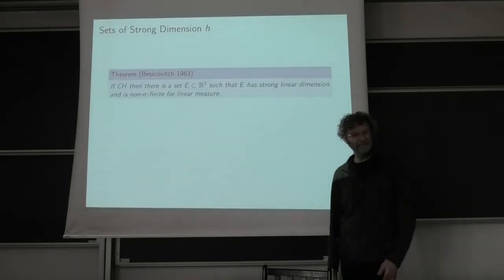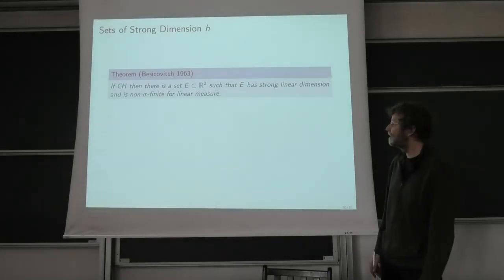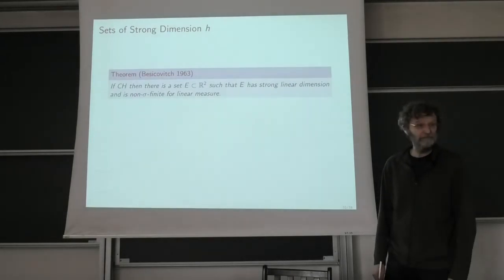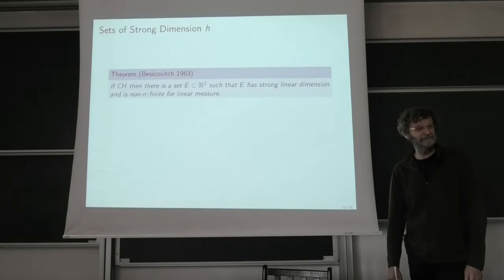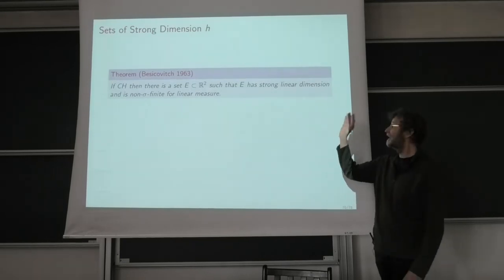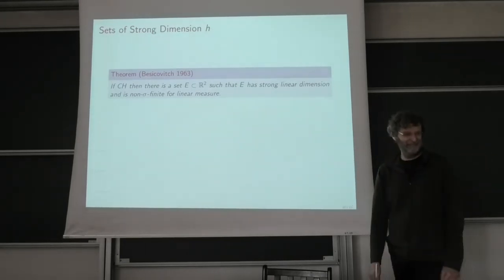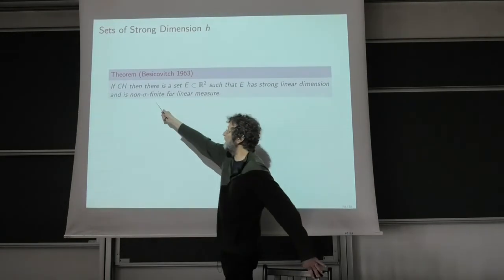Yeah, go ahead. The question is, why would the line not satisfy this? The line is sigma finite. You can break the line up into countably many pieces of finite measure. So the line is an example of something that has strong linear dimension, but it's not really big. It's sigma finite. So the line does everything, you're right, except for that.